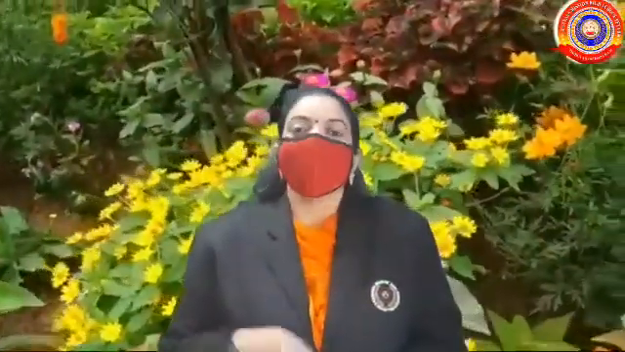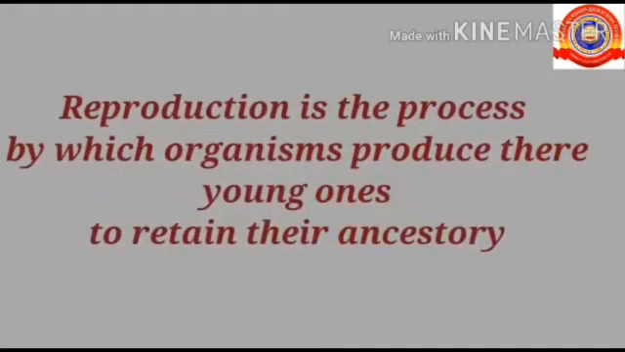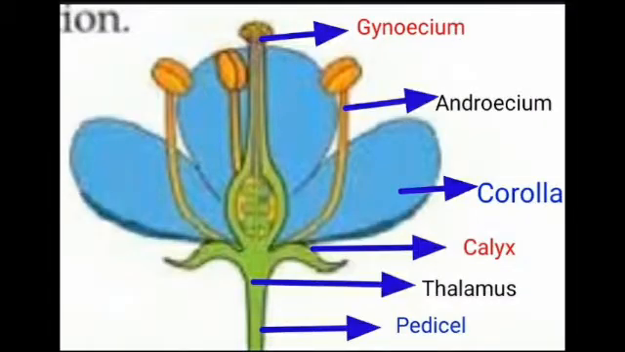Okay students, now let's look at the process of fertilization once more. All of you listen carefully. Children, we know that all living things reproduce. What is reproduction? Reproduction is the process by which organisms produce their young ones to retain their ancestry. Flowers perform the function of reproduction in plants. We can say that flowers are the reproductive organ of plants.